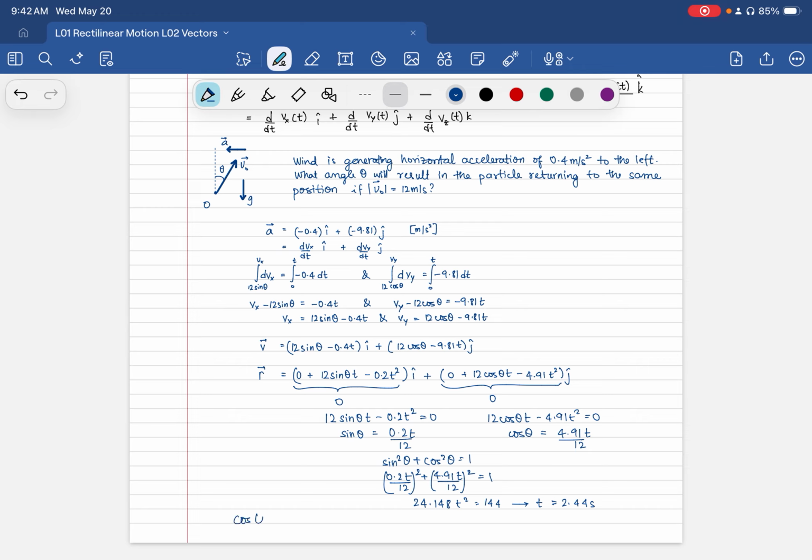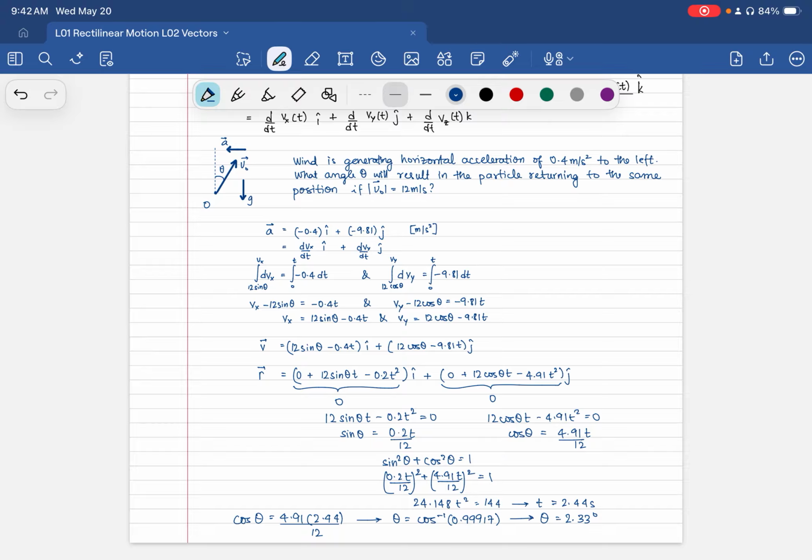So cos theta is equal to 4.91 times the t that we found divided by 12, giving us theta is equal to cos inverse of 0.99917. The reason why I wrote so many digits is because it's going to be very close to 0. So we want to have as many significant digits as possible, giving us now theta is equal to 2.33 degrees. Okay, I hope I did this correctly.